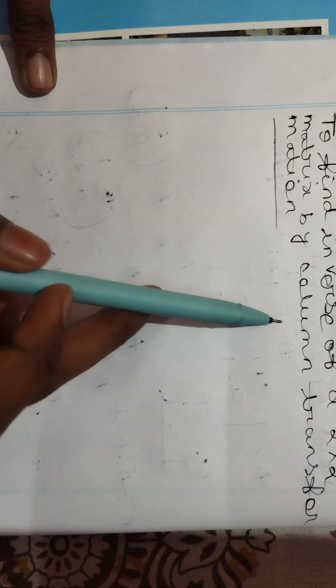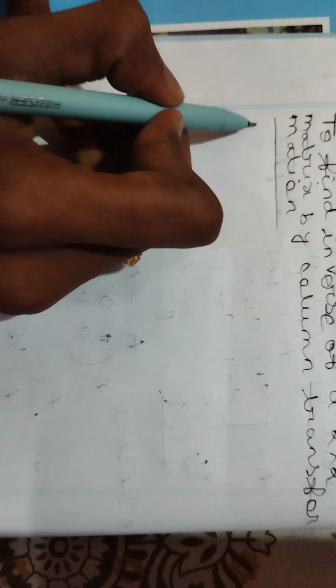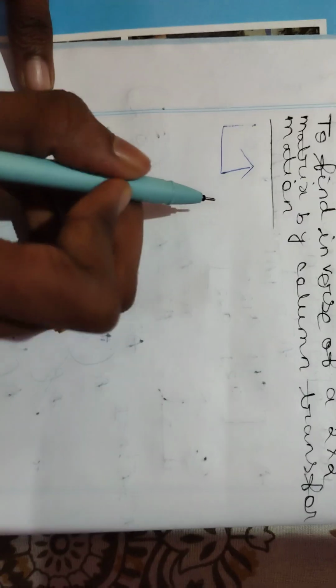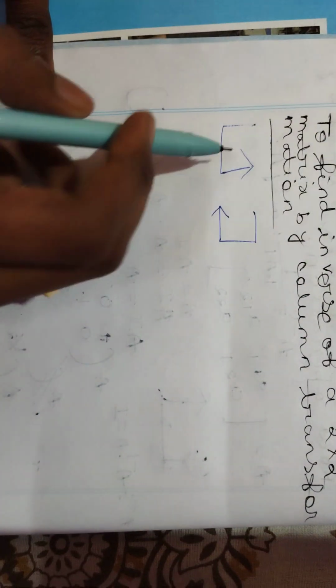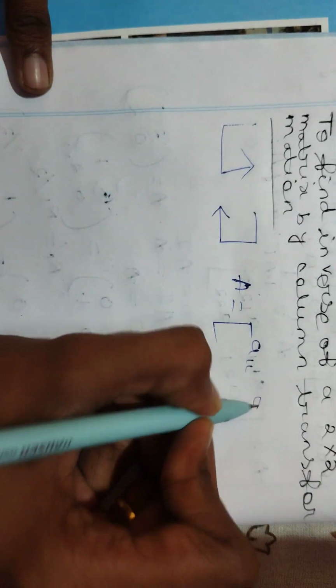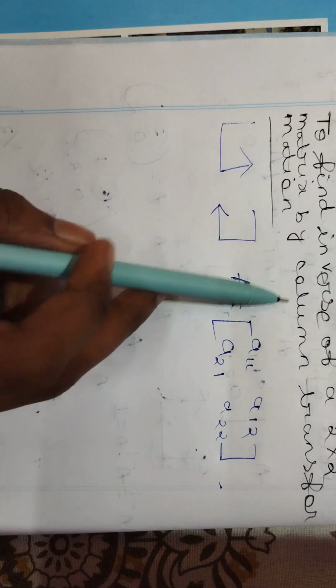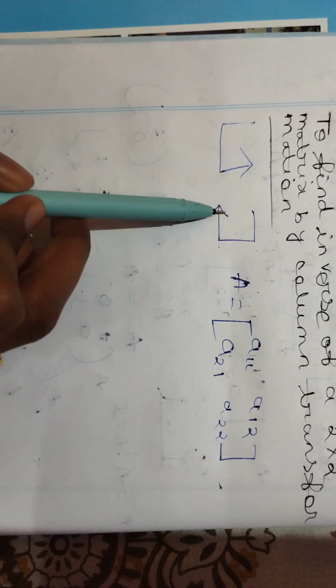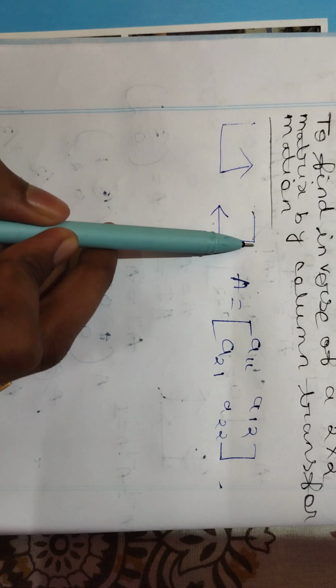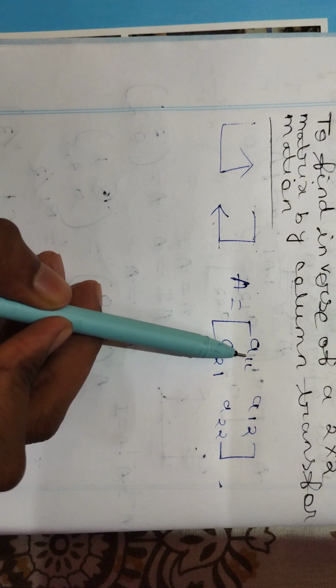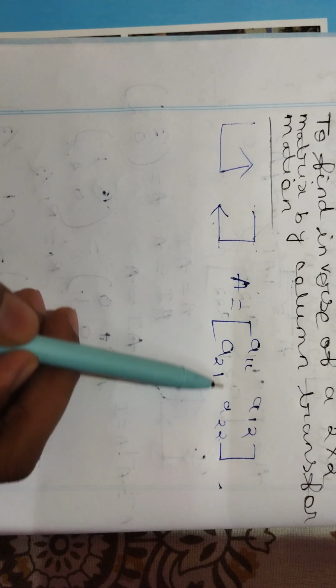In our previous video, for row transformation, we used a trick like this arrow. In this video we will discuss the reverse trick for the 2 cross 2 matrix. Let's give an example A, that is A11, A12, A21 and A22. In column transformation, we will follow this trick: starting from that element, then this element, then this element, and at last this element. So at first A11, then A12, then A21, then A22.